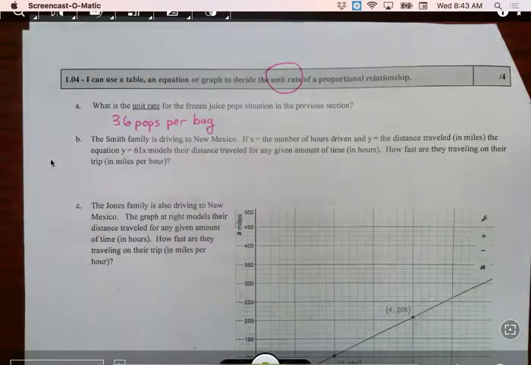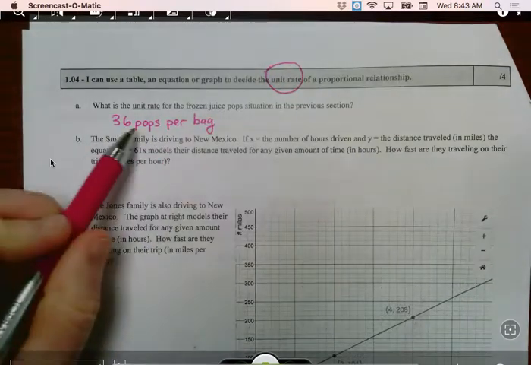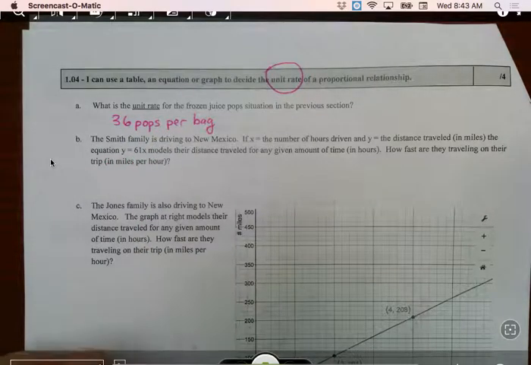And when we're looking for a unit rate, we need to use words. It's telling us what type of item per one of something. So 36 pops per one bag. We just say per bag.